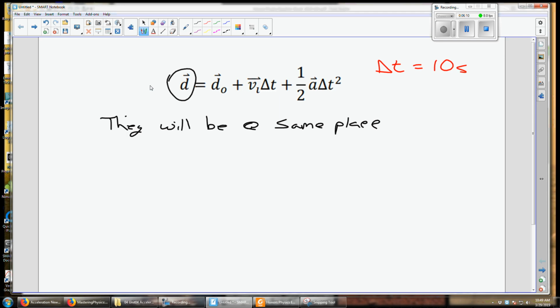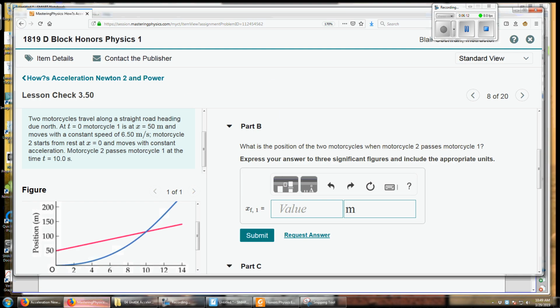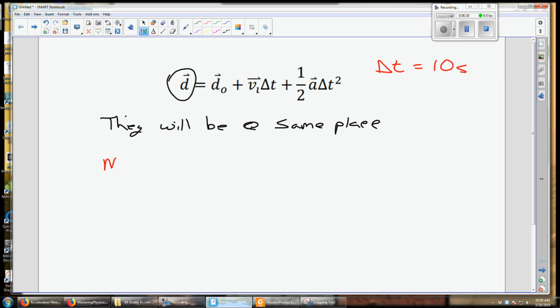Which motorcycle do you guys want to look at, number 1 or number 2? Number 2? Okay. So, number 2 starts from rest. If I start from rest, what's my initial velocity? 0. Okay. So I'm going to look at motorcycle 2. I know my V initial is 0, because it tells me it starts at rest.